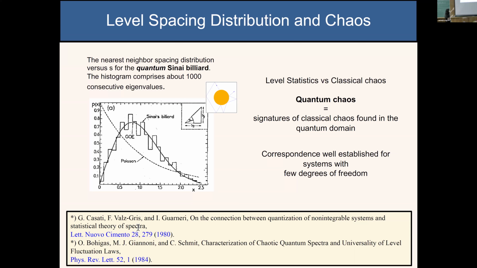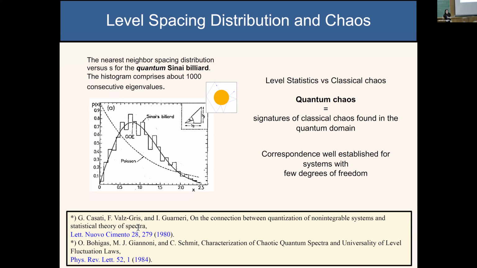So what are these papers from the 80s? They are not playing with many-body systems. They are not thinking about nuclei. What they are studying here are billiards. If the billiard in the classical limit is chaotic, what does chaos mean here? Extreme sensitivity to the initial conditions, a positive Lyapunov exponent, mixing, filling the phase space. So this is chaos.